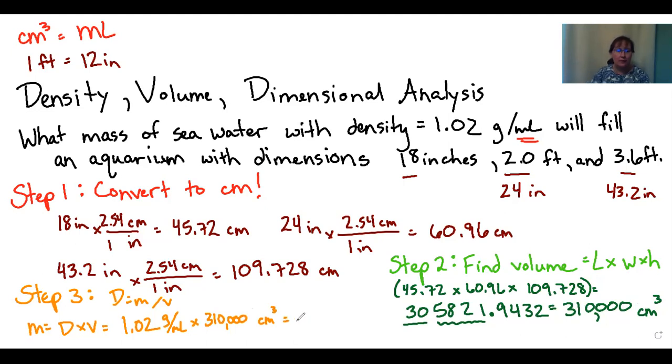Okay. And the cubic centimeters and milliliters, remember, are exactly the same. So we're just going to be left here with grams. So we say 310,000 times 1.02. And now we can still only have two significant figures. So this becomes 316,200. And for two significant figures, this becomes 320,000 grams.